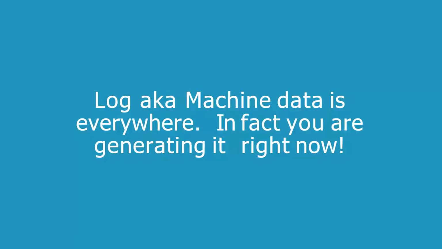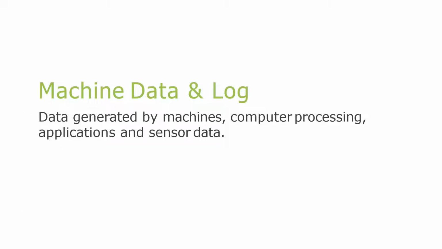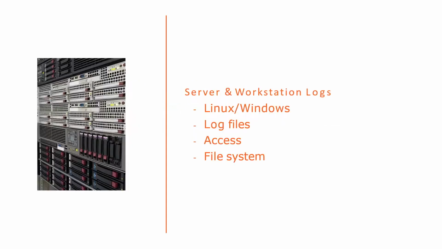Now, a log, also known as machine data, is everywhere. In fact, you are generating it right now while seeing my screen. There are different sources of logs, for example IDS, firewall, anti-malware, proxies, network infrastructure, servers, databases, applications, and many more. Data generated by machines, computer processing, applications, and sensors is called machine data.